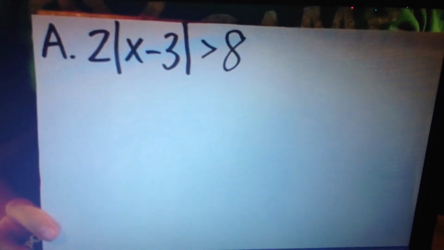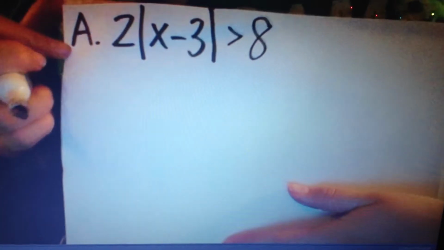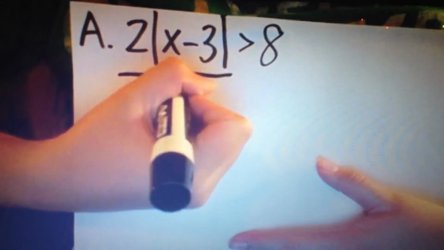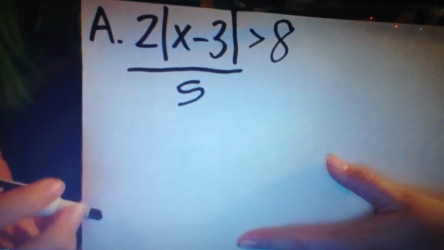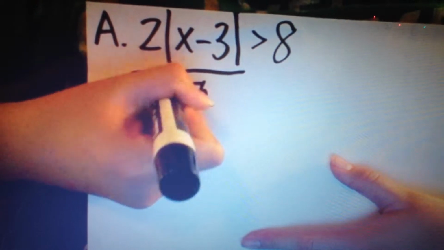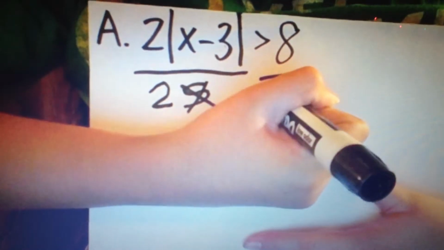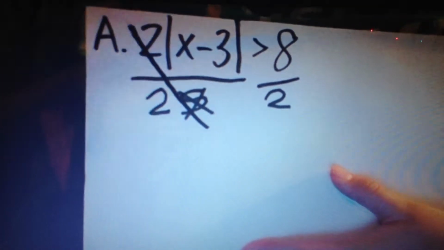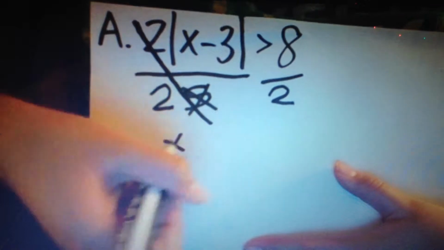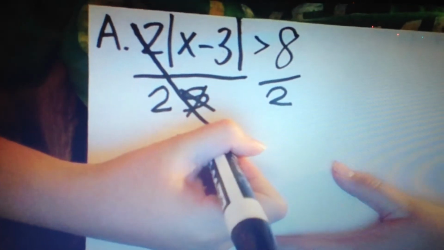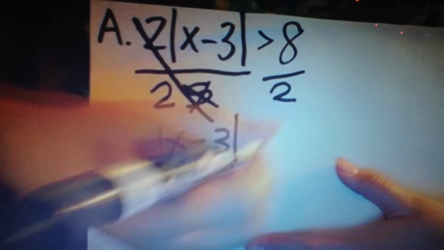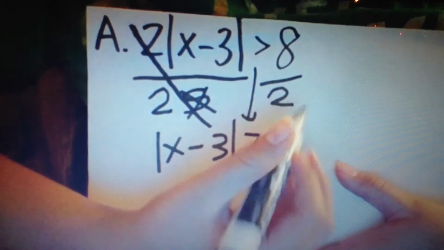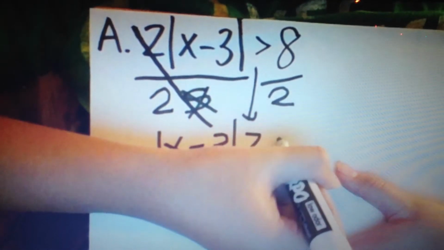I'll be teaching you how to solve absolute value inequalities with disjunctions and conjunctions. The first example is an example of a disjunction. The first thing you want to do right here is divide by 2 on both sides. And since these two are the same, they cancel each other out. So now you want to bring the absolute value down, and the greater than sign down. And since 8 divided by 2 is 4, you put 4 right here.